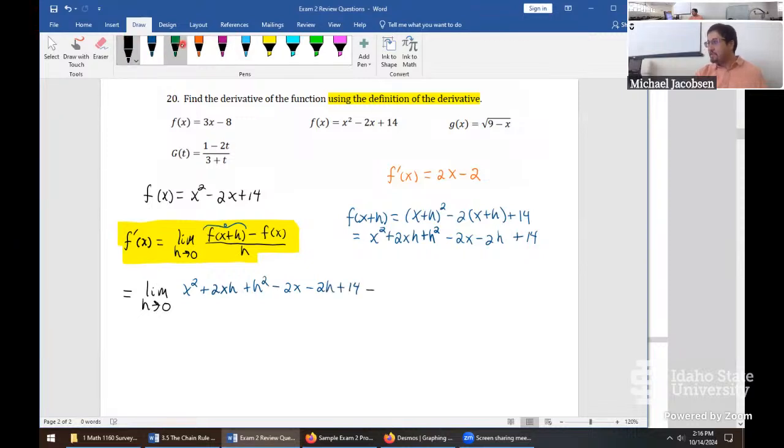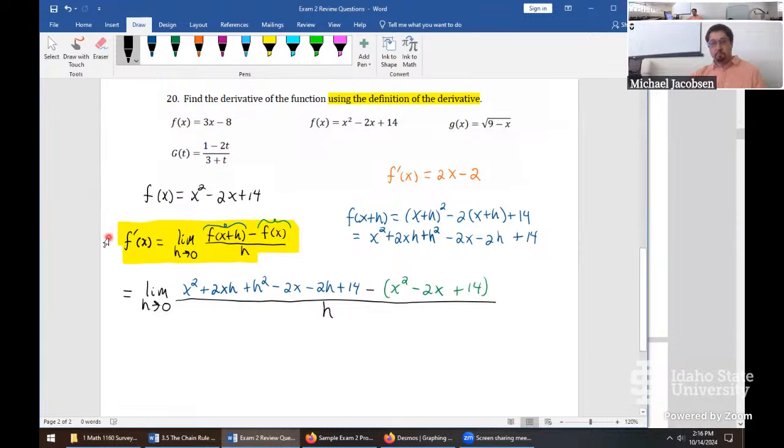Then go minus. For this f of x, we just put in the original function. So it's going to be minus x squared minus 2x plus 14, all of which is divided by h.